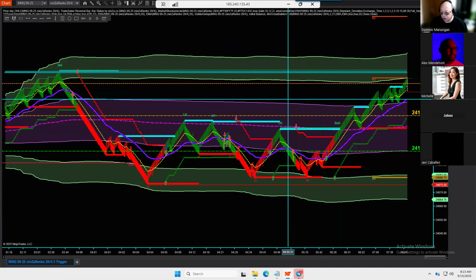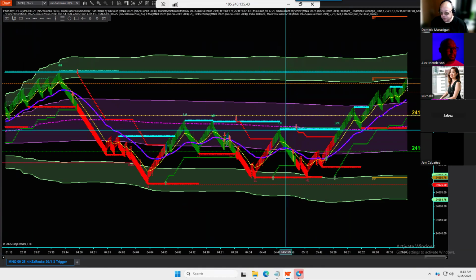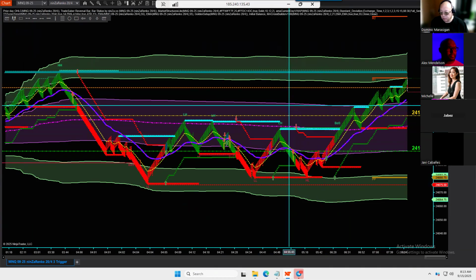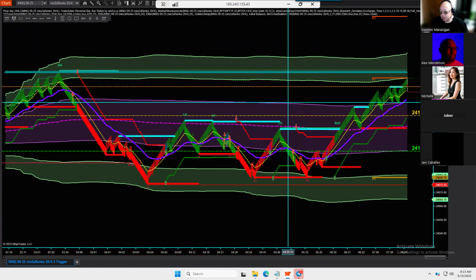So basically, this is all deviation levels. From here, this is the VWAP, this dotted dash line, which is magenta, and this one right here above it is your 0.5 deviation, right?